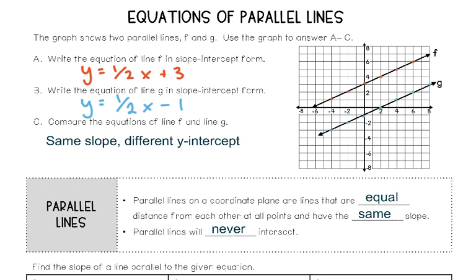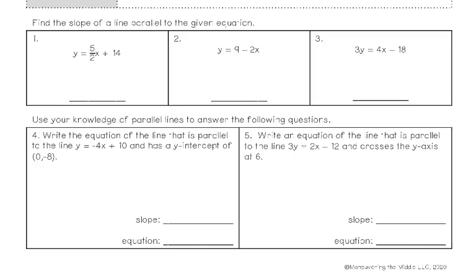Parallel lines on a coordinate plane are lines that are equal distance from each other at all points and have the exact same slope every single time. Parallel lines will never intersect, so the slope will be constant for both. Question asks you to find the slope of a line parallel to the given equation.